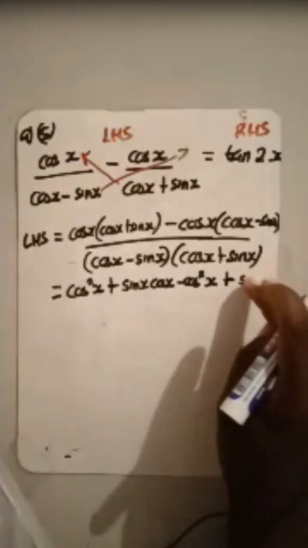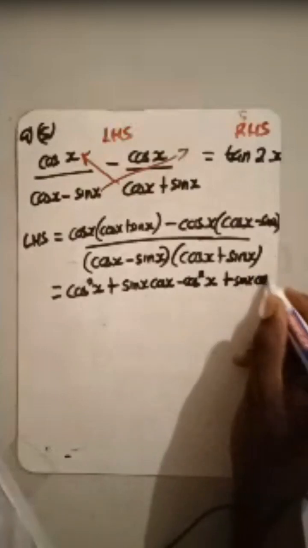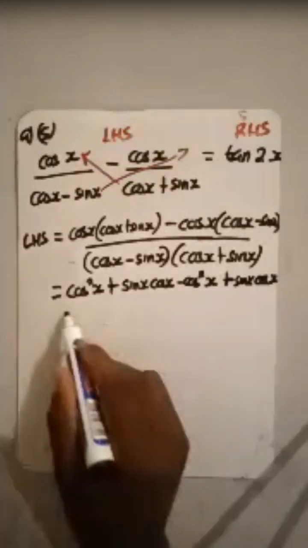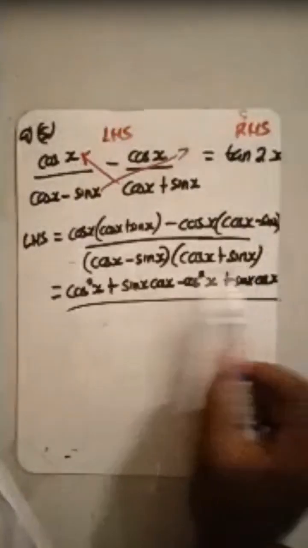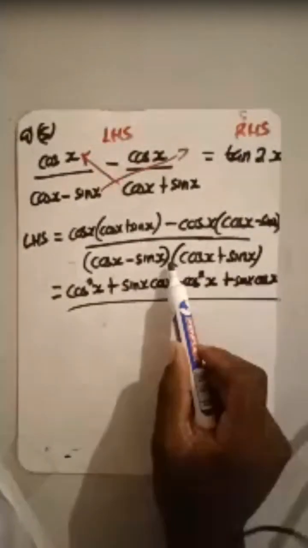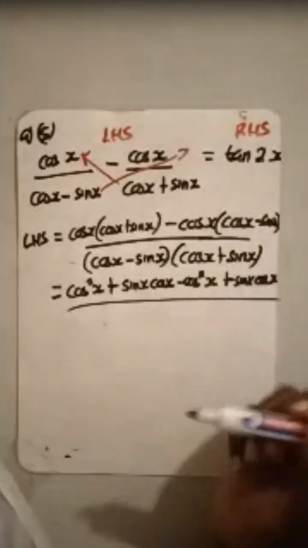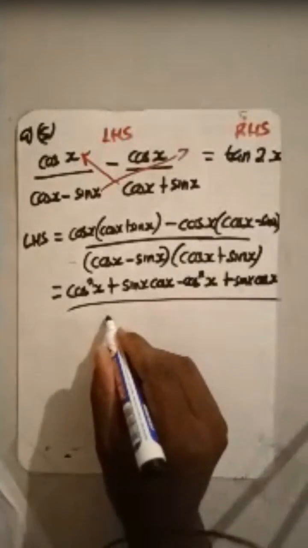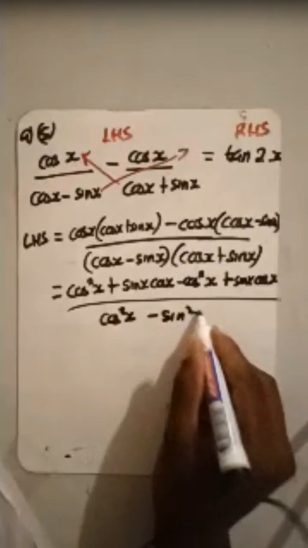That one is going to give me what? Sine x cos x over, if I can check in the bottom there, this is from the difference of two squares, guys. If you want to expand it, you can expand it. But this is from what? Difference of two squares. Cos x minus sine x. Then on the other bracket, we have cos x plus sine x. So this is from the difference of two squares. So this is cos squared x minus sine squared x.